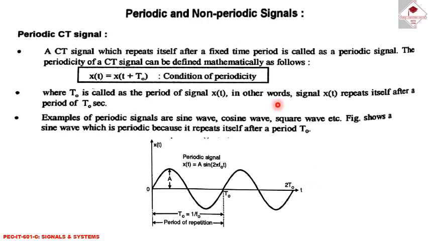Next comes periodic and non-periodic signal. In the case of a periodic continuous time signal, a continuous time signal which repeats itself after a fixed time period is called a periodic signal. The periodicity of a continuous time signal can be defined mathematically as follows: x(t) = x(t + T0), the condition of periodicity, where T0 is called the period of signal x(t). In other words, the signal x(t) repeats itself after a period of T0. And this is the graphical representation of a periodic continuous time signal.